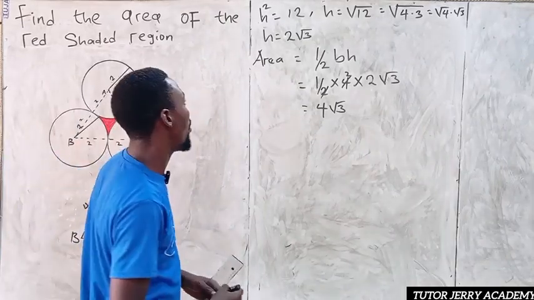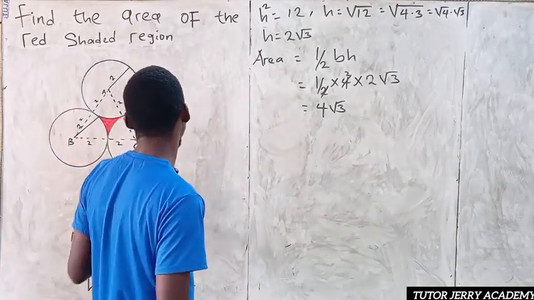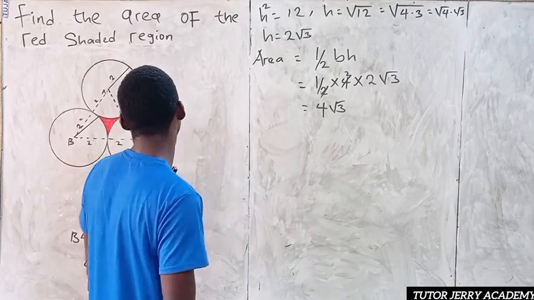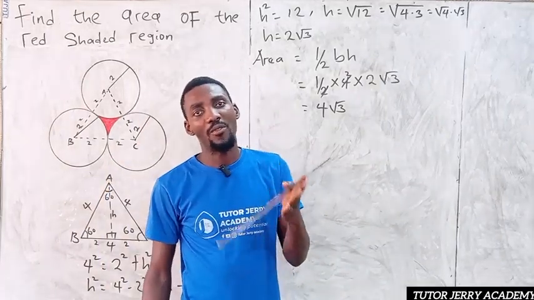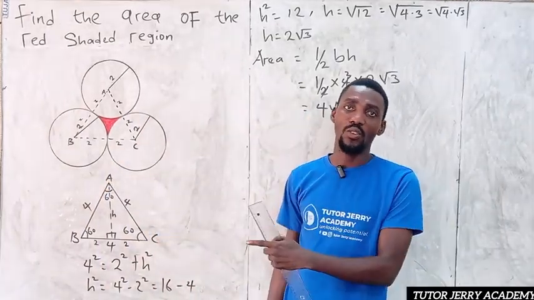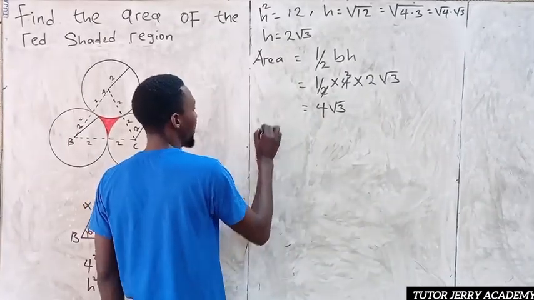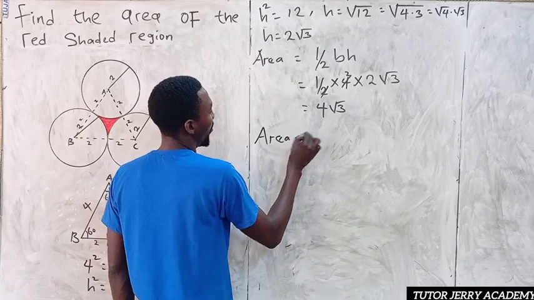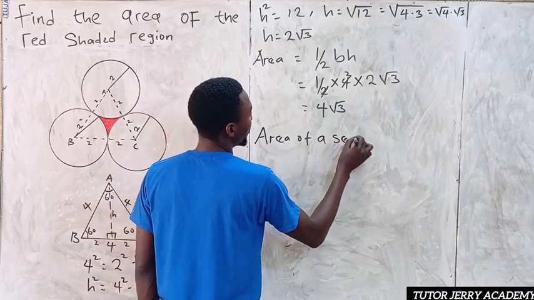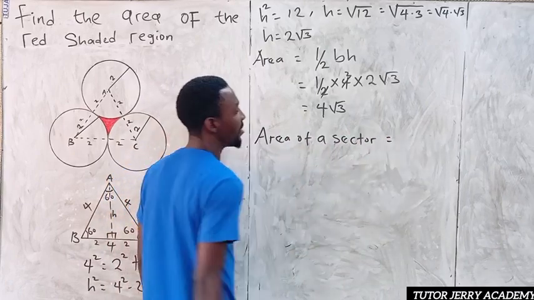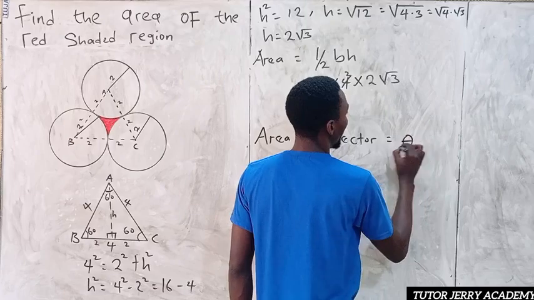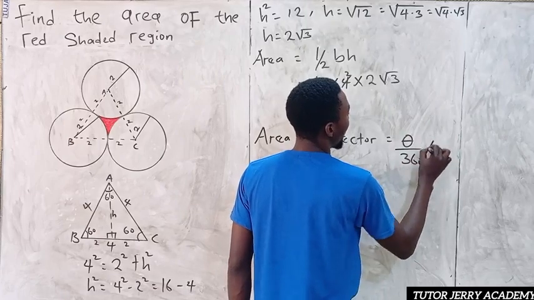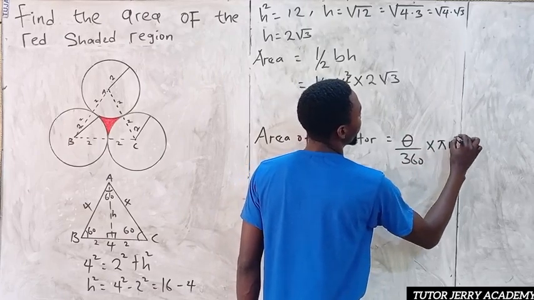All right. So now, the next thing we are going to do is to calculate the area of one sector of the circle. So the area of a sector. We still recall the formula for the area of a sector. That is theta all over 360 times pi r squared, right?